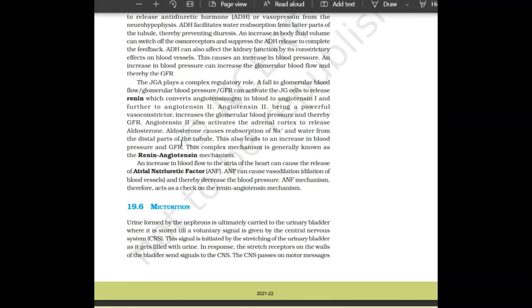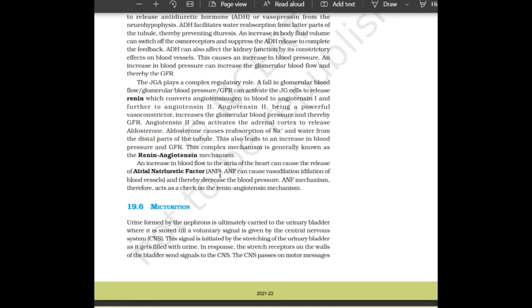Angiotensin II also activates the adrenal cortex to release aldosterone. Aldosterone causes reabsorption of Na+ and water from the distal part of the tubules. This also leads to an increase in blood pressure and GFR. This complex mechanism is generally known as the renin-angiotensin mechanism.